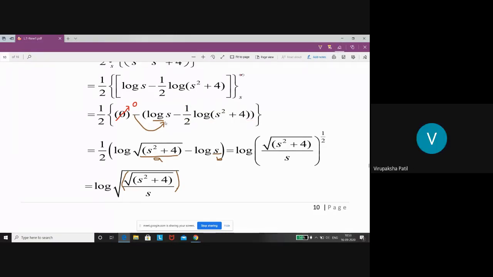Yes, sir. Am I going a bit fast? The speed is okay? No, sir. Yes, sir. Okay, we'll go to the next example now.